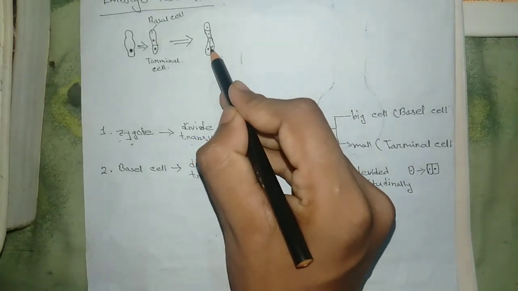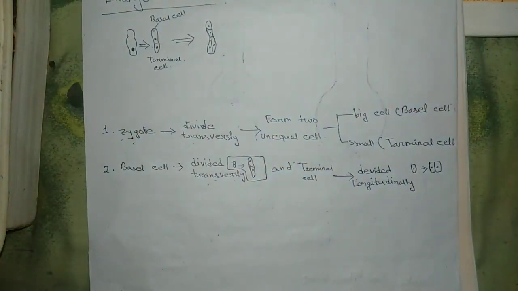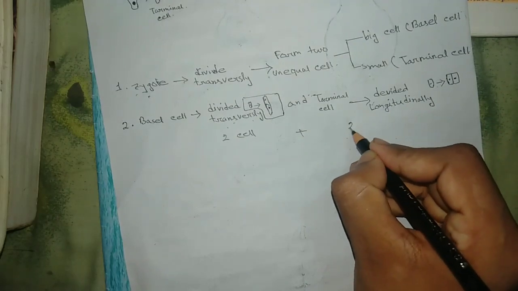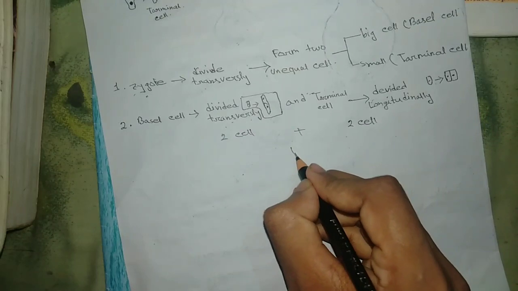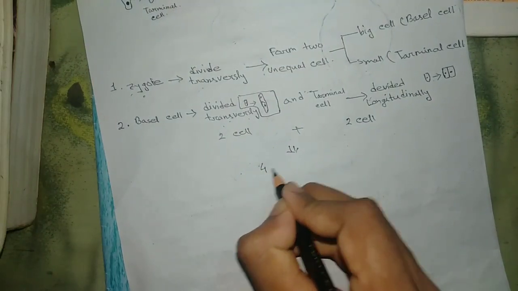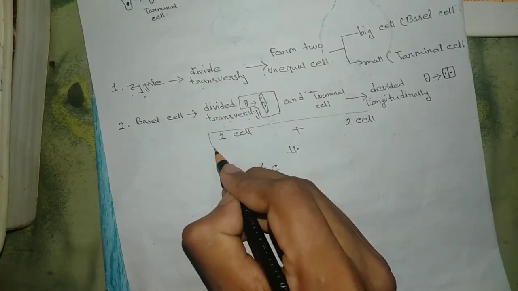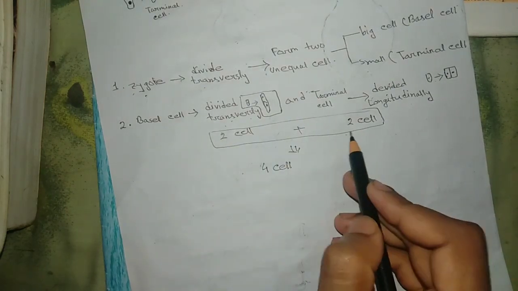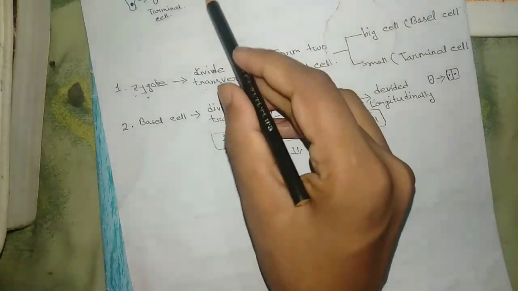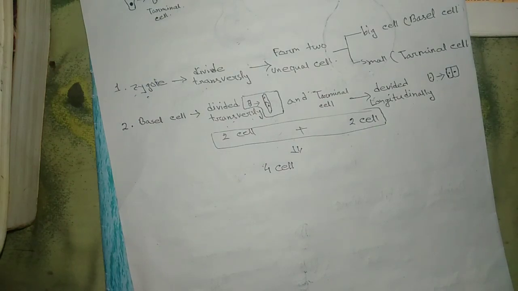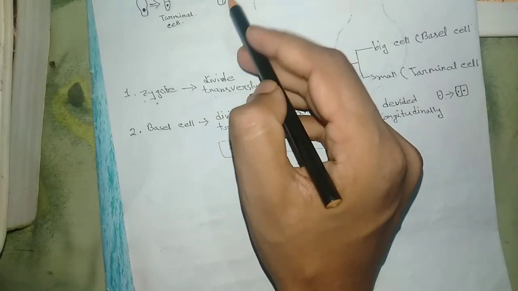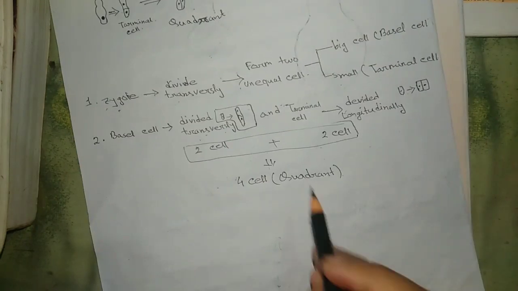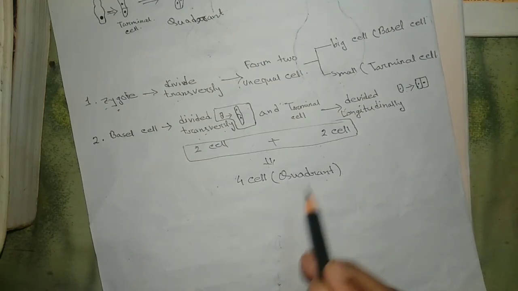Here, divided longitudinally, two cells plus here two cells, we get 4 cells. This 4-cell related structure is known as quadrant. This 4 cell is known as quadrant.